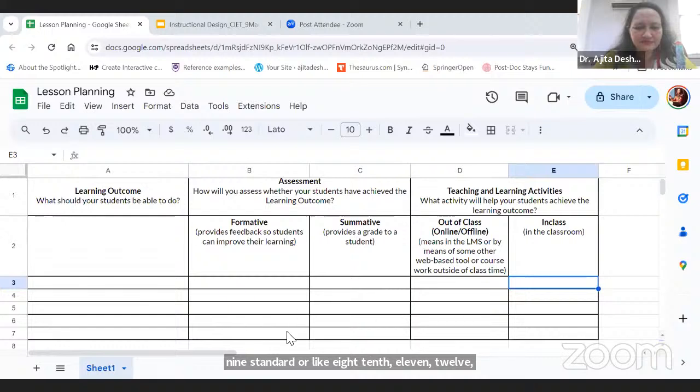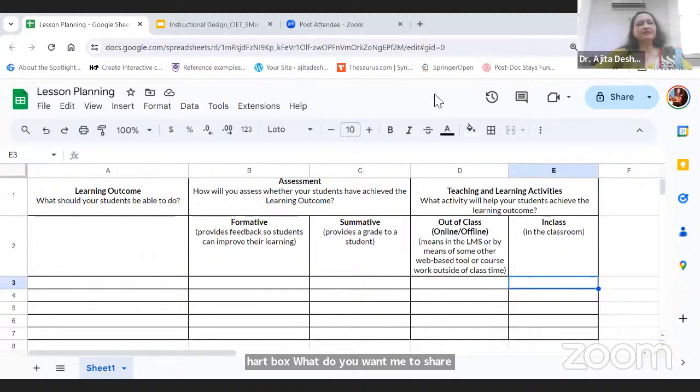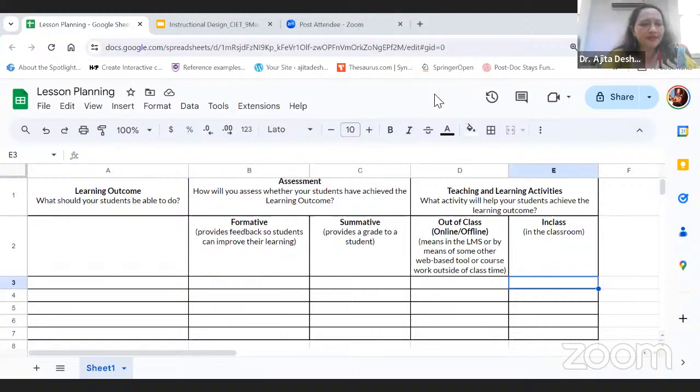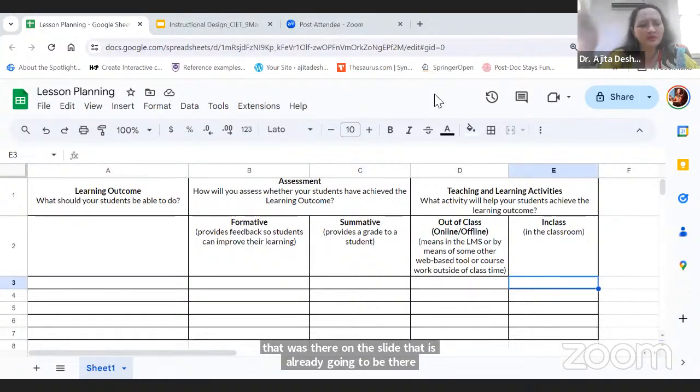Okay. Even before we start this, kindly share in the chat box. What do you want me to share? Yeah, actually the template is not needed. This is a template that I have created only on a spreadsheet. I just opened a Google sheet and I just wrote this. And as far as the material is concerned, the template that was there on the slide is already going to be there. So you can just simultaneously open a particular Google sheet or an MS Excel and you can create this. There are 2 more questions in the chat box.